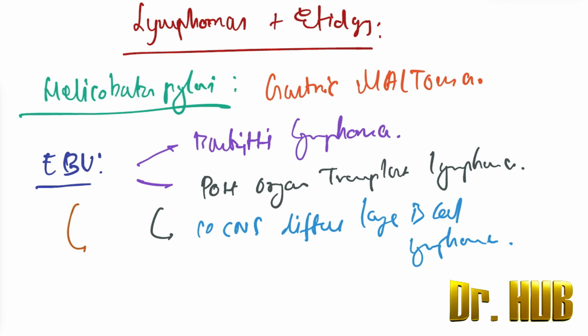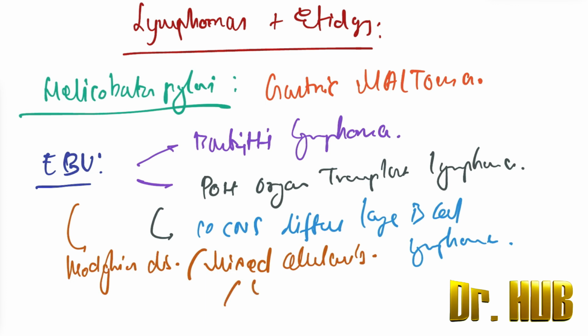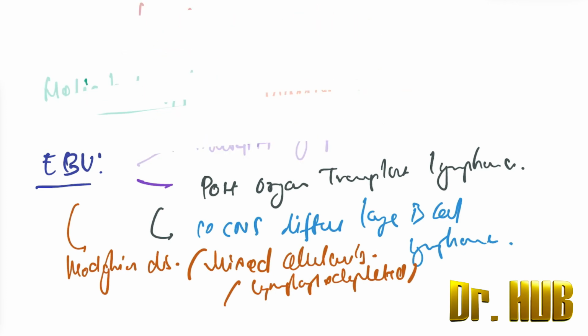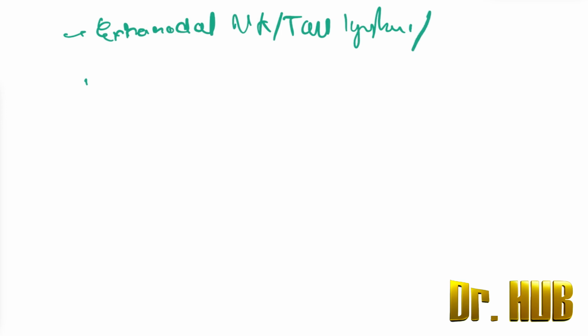Next, there is also Hodgkin's disease. Hodgkin's disease contains the mixed cellularity as well as the lymphocyte depleted types. Then there is also the extranodal NK/T cell lymphoma, nasal type.